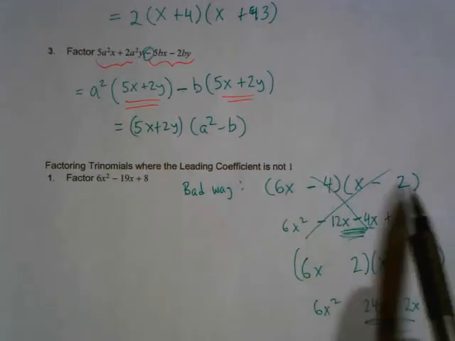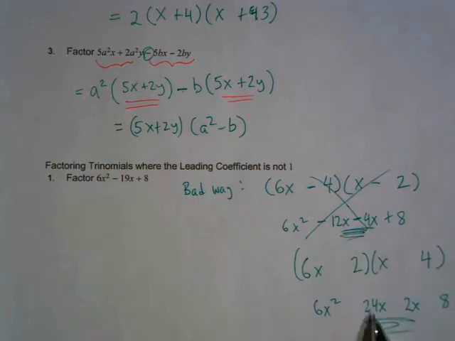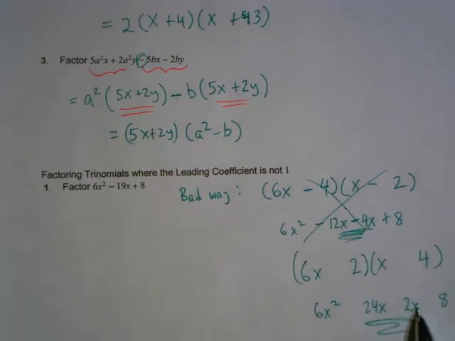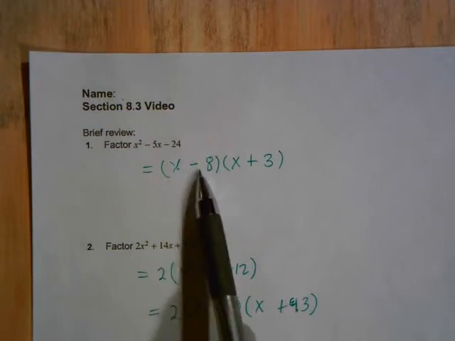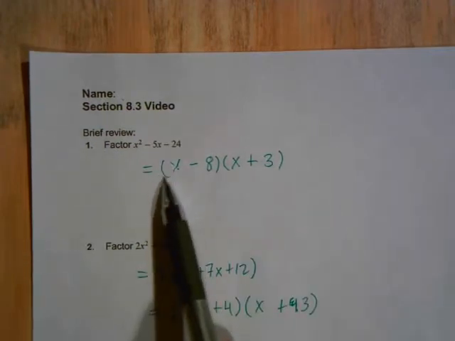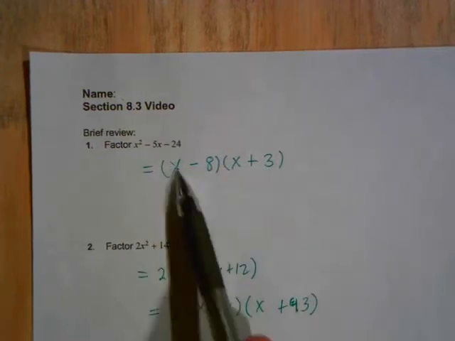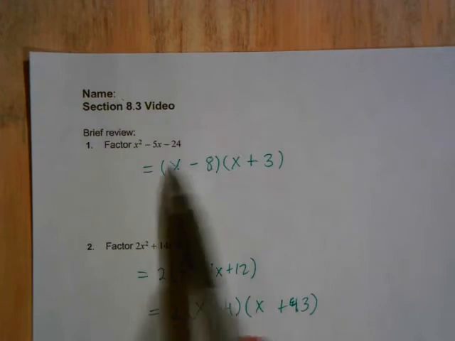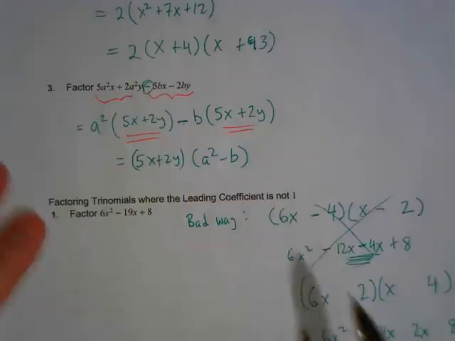If I had a 4 and a 2, my middle numbers were 12 and 4. If I used a 2 and a 4, my middle numbers were 24 and 2. In the past, the order that we put them in didn't matter. Back up here, if I had written x plus 3 and x minus 8, it would still be okay. That's because there's no numbers up here. When we expand, we don't have to multiply by any numbers. So back here, order didn't matter because these were both 1s. These are not 1s anymore, both of them.